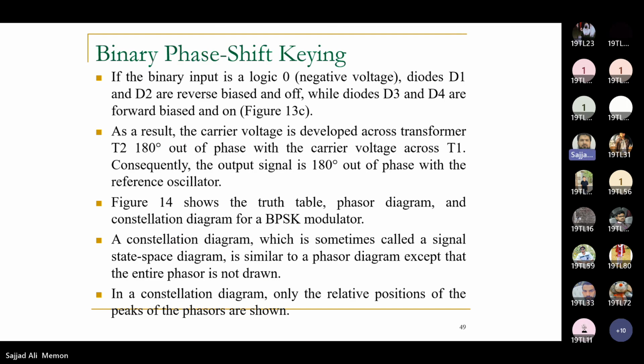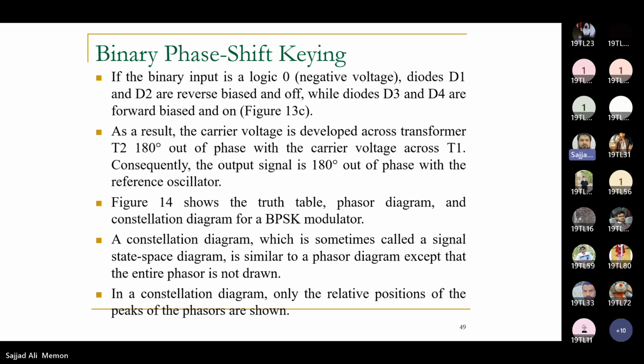So if the binary input is a logic 0, diodes D1 and D2 are reverse biased and off, while diodes D3 and D4 are forward biased. That we see in figure 30C. As a result, the carrier voltage is developed across the transformer T2 180 degrees out of phase with the carrier voltage across T1. Consequently, the output voltage is 180 degrees out of phase with the reference oscillator.